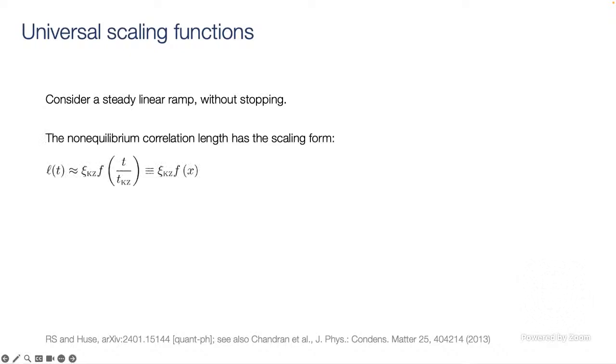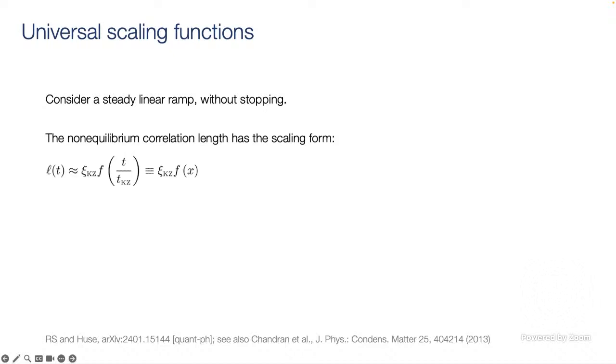Okay. So what does the scaling hypothesis look like? We have the non-equilibrium correlation length. We say that that is some number, which is the Kibble-Zurek length, times a function. Now this function is what encodes the universal information, and it's a function of one variable, which is the time divided by the Kibble-Zurek time. This scaling variable, let me call that x.